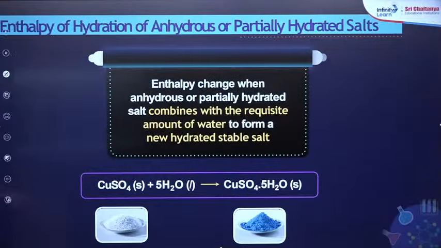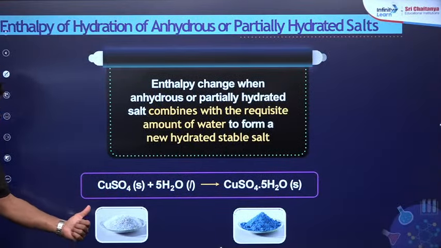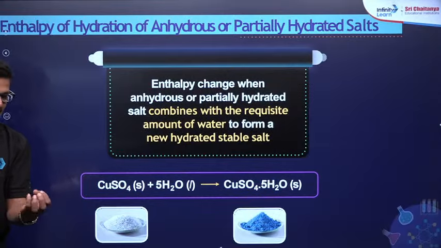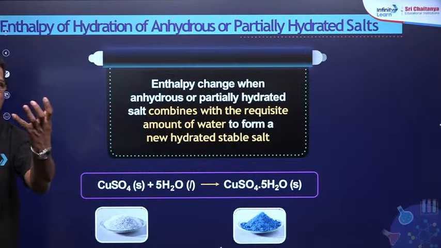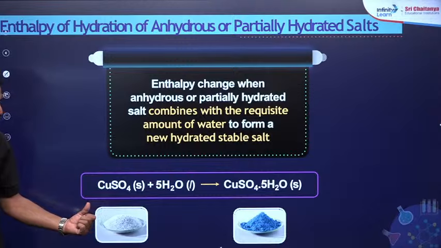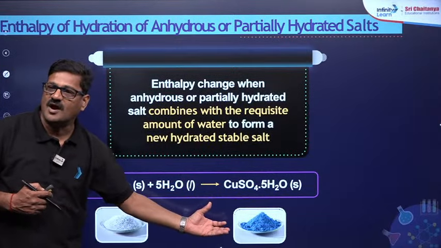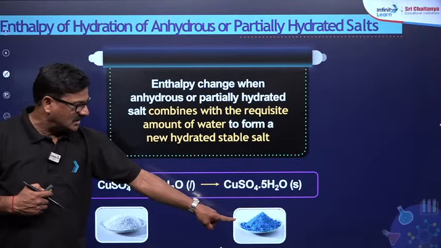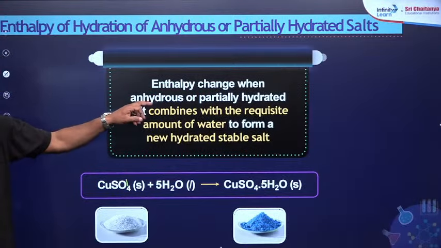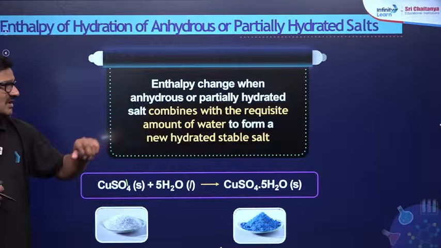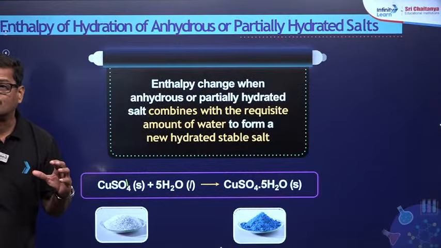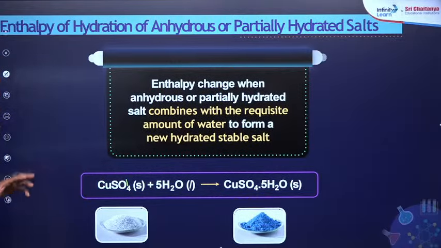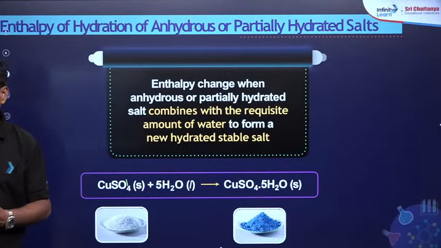And let us talk about enthalpy change when anhydrous copper sulfate solid, it is white in color. When you expose it to air, it is going to absorb all the water molecules in the air and it is going to be converted into copper sulfate dot H2O. How will you know? Because this white color solid changes to blue color. So enthalpy change when anhydrous or partially hydrated salt combines with a required amount of water to form a new hydrated stable salt is called enthalpy of hydration in partially hydrated salts.